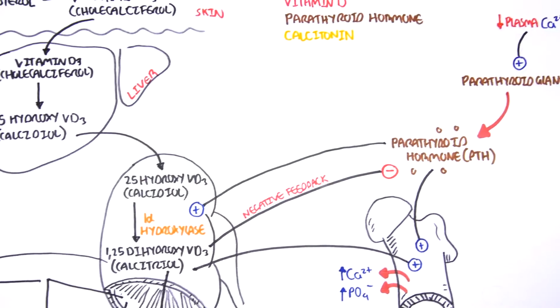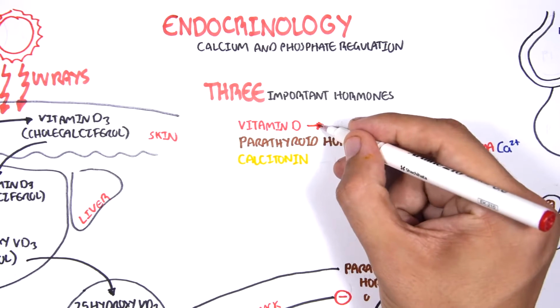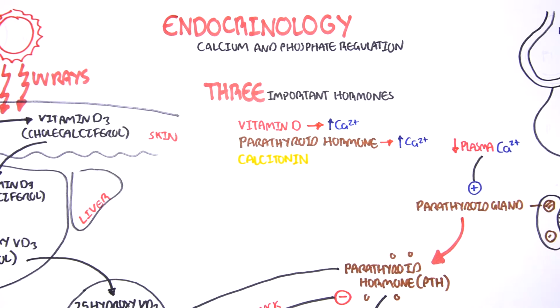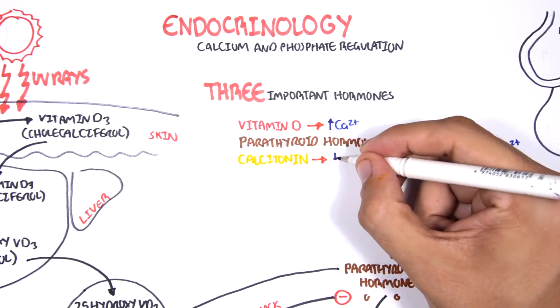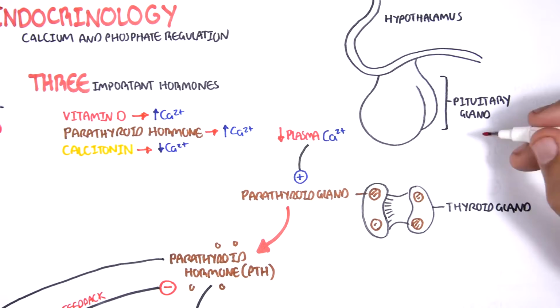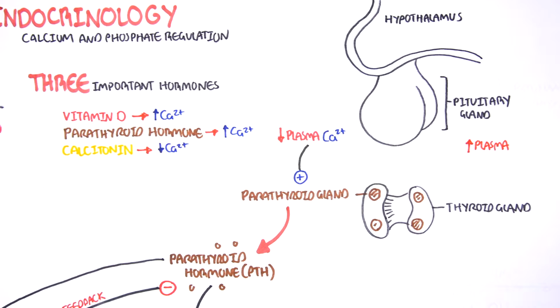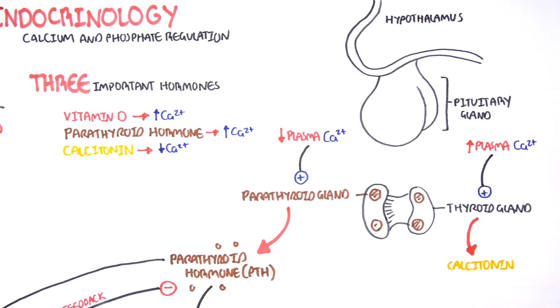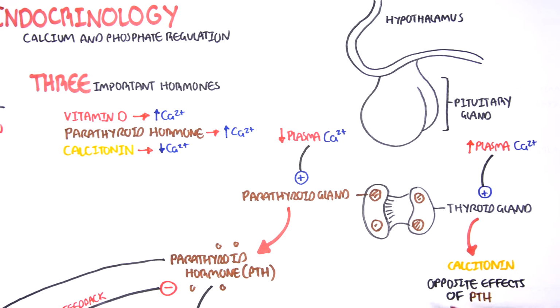So essentially, when we look back at the 3 important hormones, vitamin D, its main goal is to increase plasma calcium levels. Parathyroid hormone, its main goal is to increase plasma calcium levels as well. Now, whereas calcitonin does the opposite, it will aim to decrease plasma calcium levels. So we can say that if there is, for example, an increase in plasma calcium levels, this will stimulate the thyroid gland to produce calcitonin. Calcitonin essentially has the opposite effect of parathyroid hormone. So calcitonin's goal is to decrease plasma calcium levels when we have an increase of it.